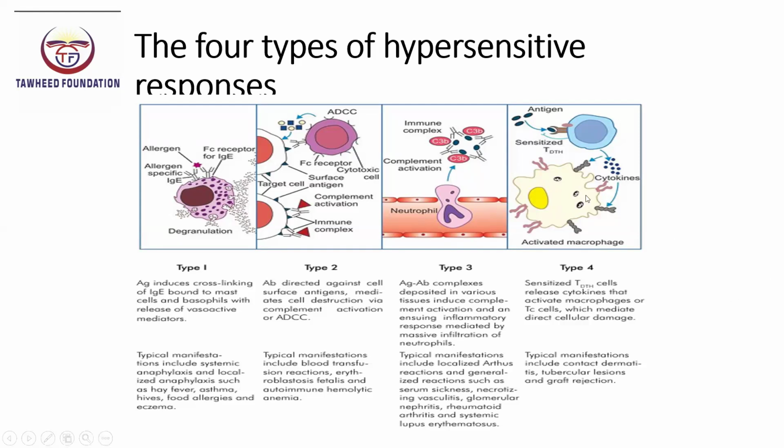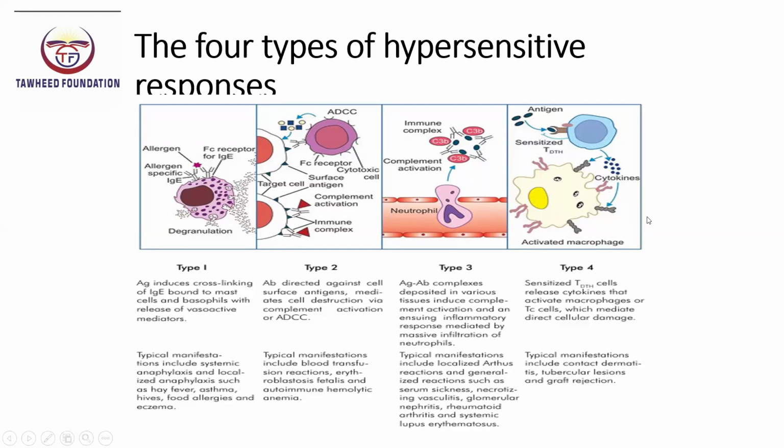And last is type 4, cell-mediated, that is delayed-type hypersensitivity. Unlike the previous three hypersensitivities, type 4 hypersensitivity is mediated entirely by T cells, not antibodies. This is why it is called cell-mediated or delayed-type hypersensitivity, as the reaction develops after 48 to 72 hours of exposure.